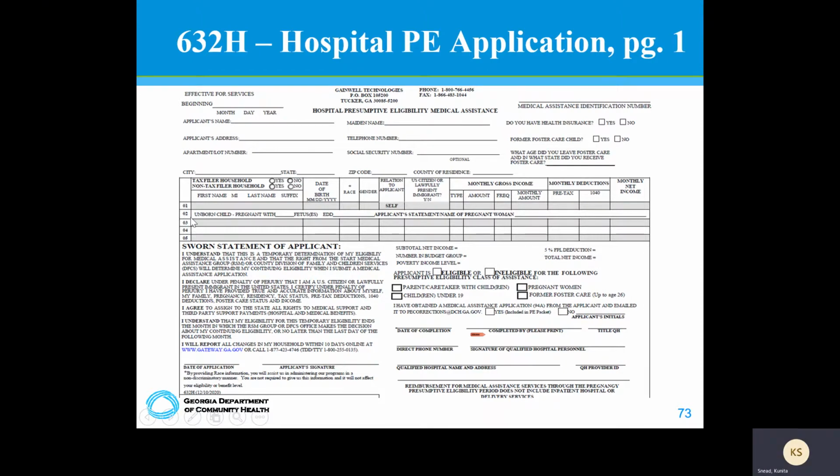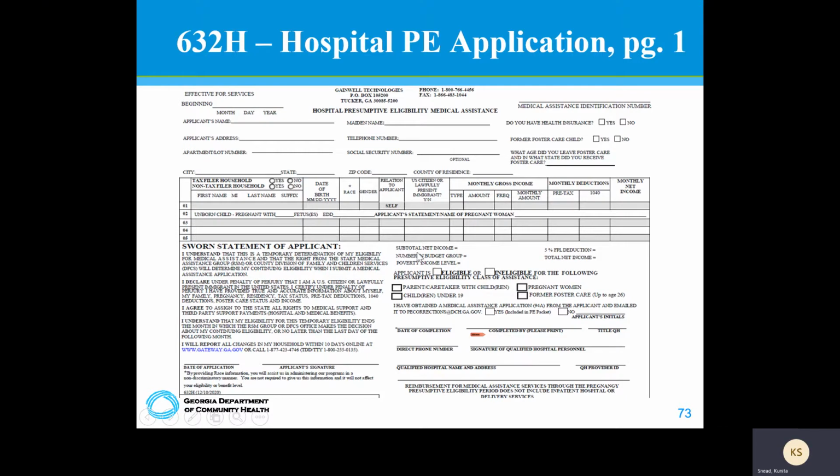If a person in the household, or in that budget group, is pregnant, that pregnancy information will be captured on line 2 with the number of births that they are expecting, or the number of fetuses they're expecting, what is the due date, and print the name of the person that is pregnant.